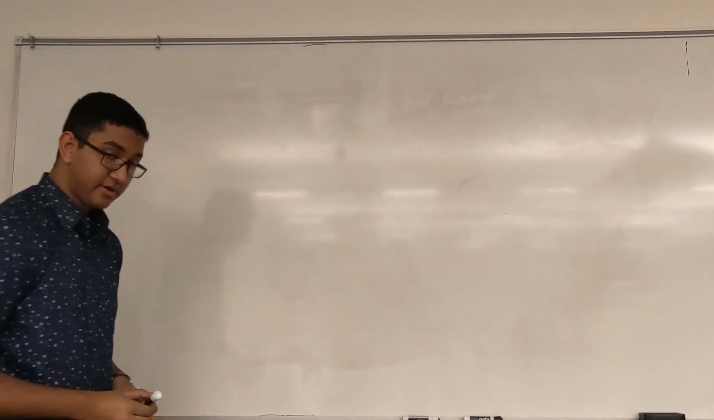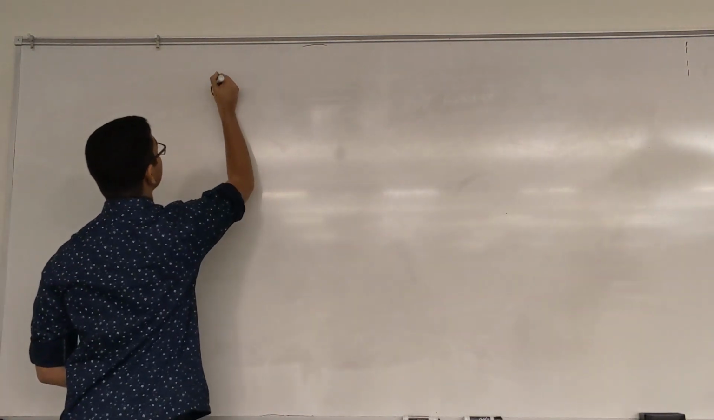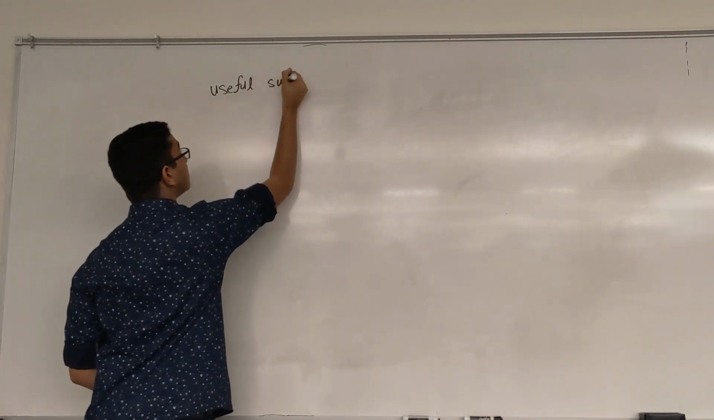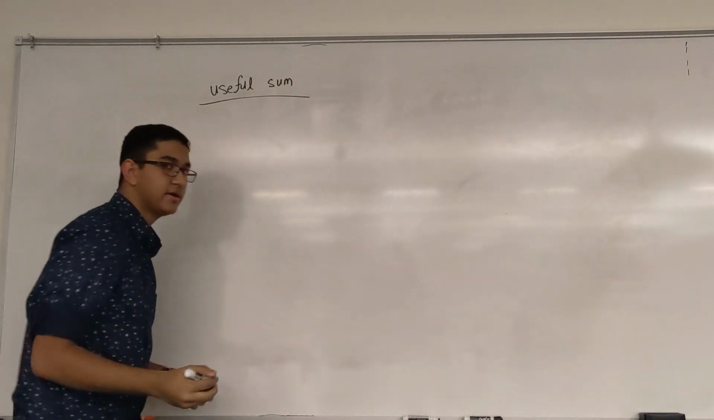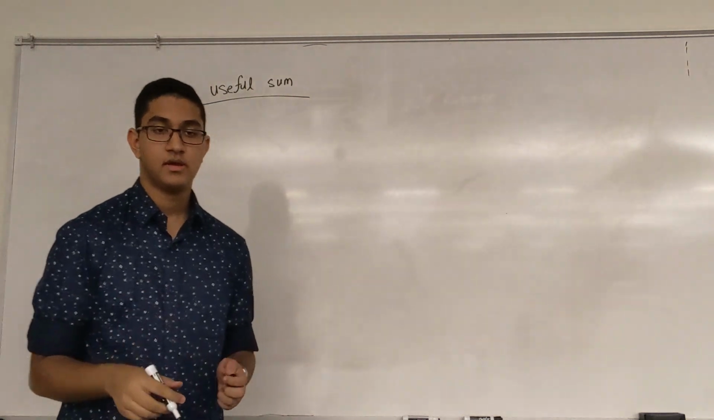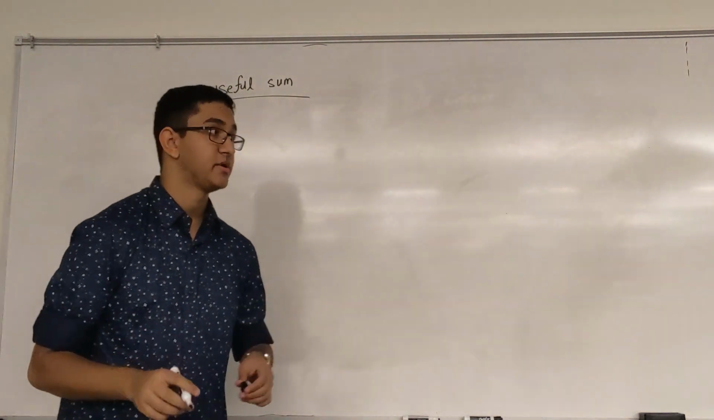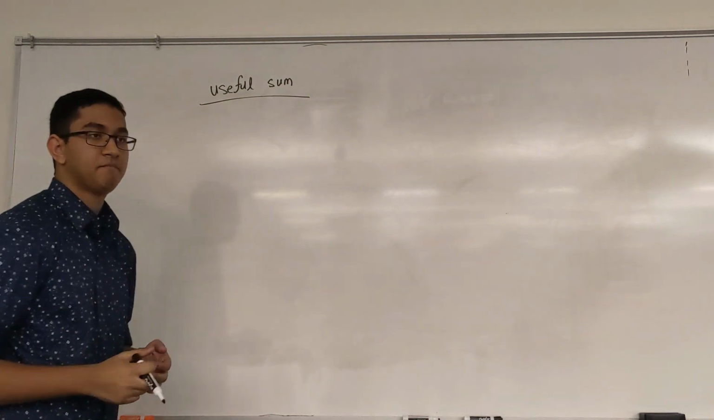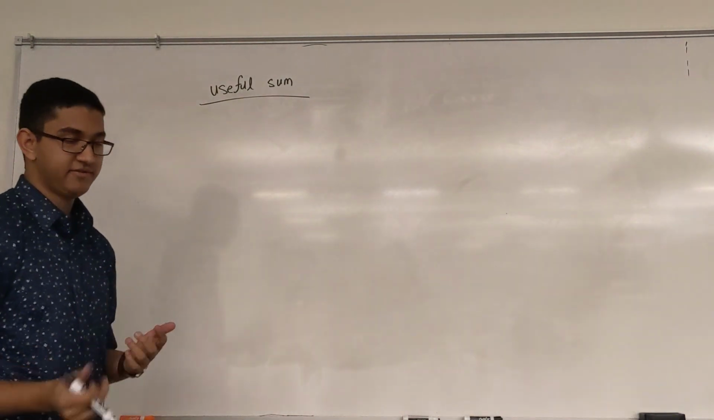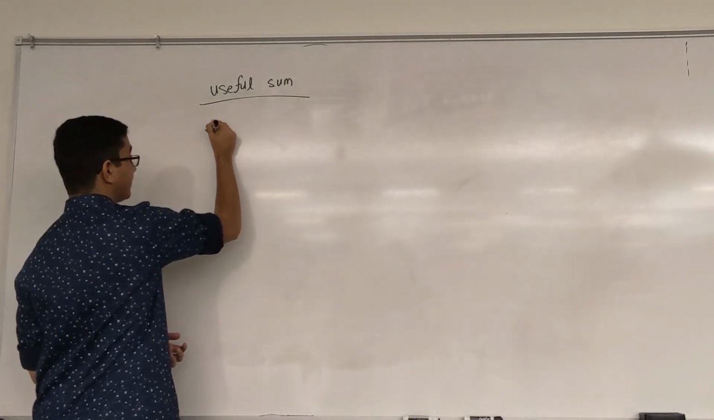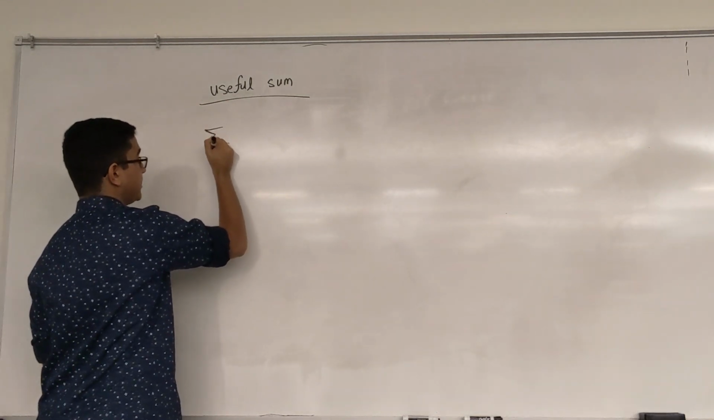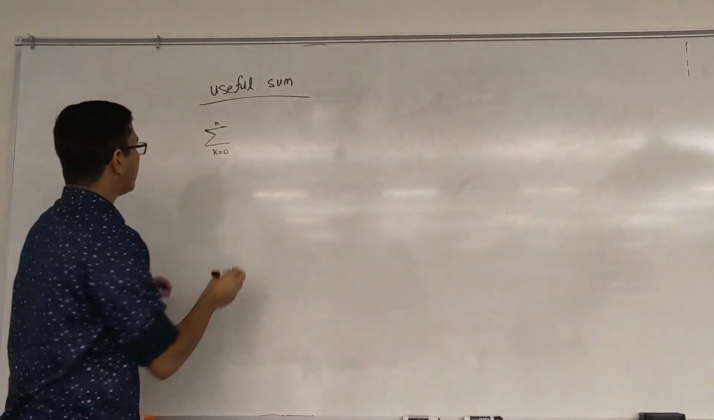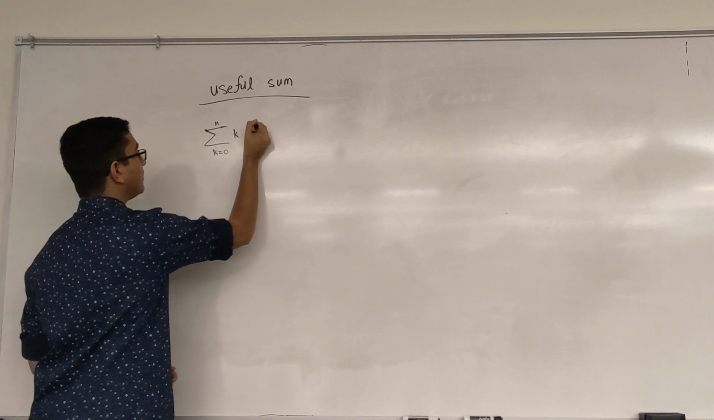Okay, so now what I want to talk about is a useful sum. What I mean by useful sum is that we're going to define some summation, and we're going to find some properties of that summation. So the first thing I want to show is a simple summation, which is going to be a summation from k equal to 0 all the way to some value n. And we're just going to be summing up these values of k.